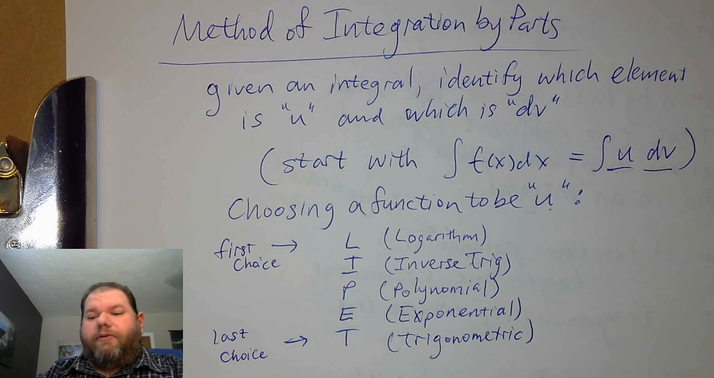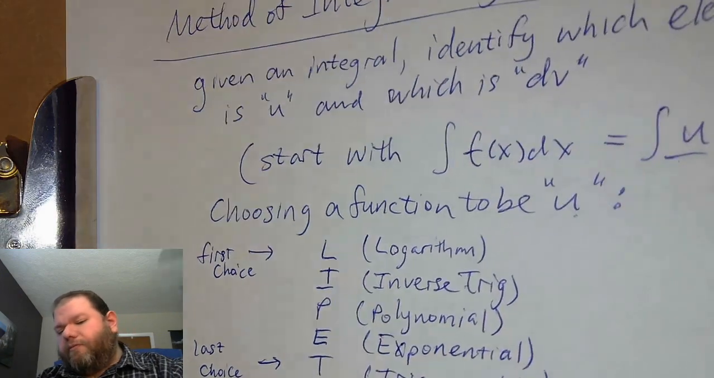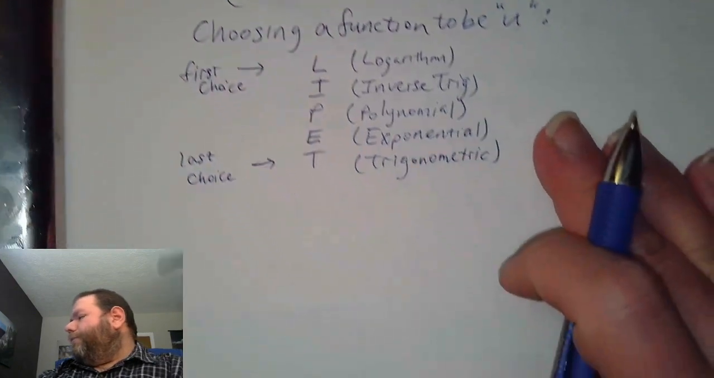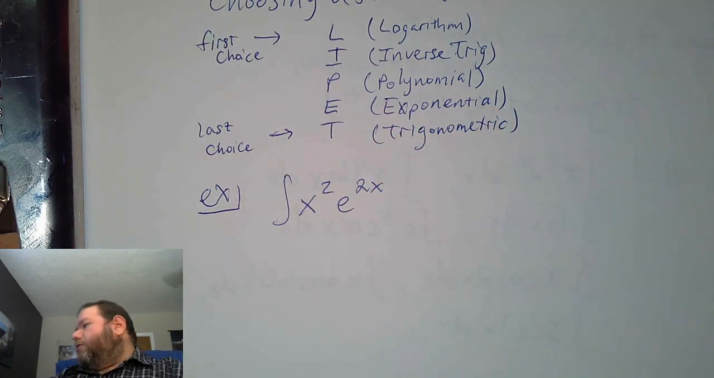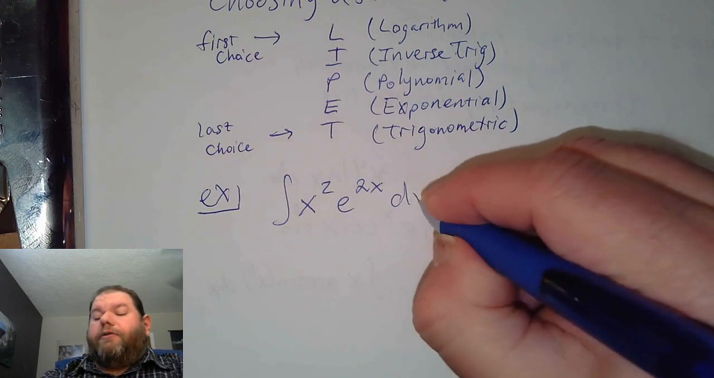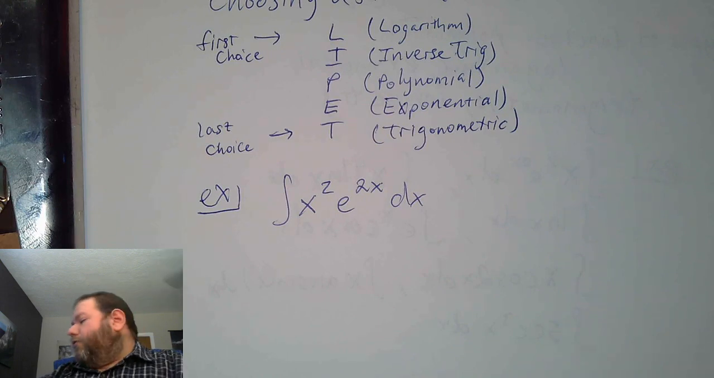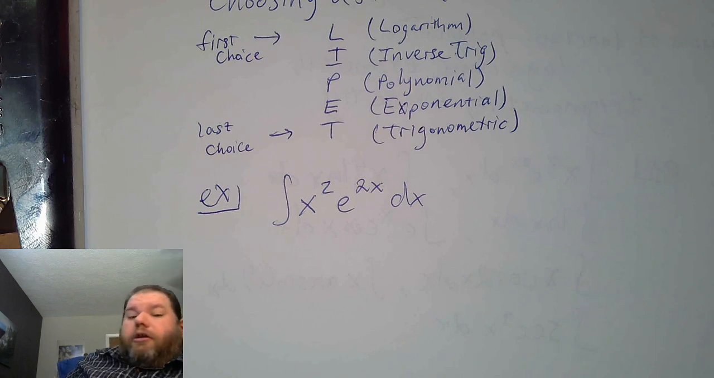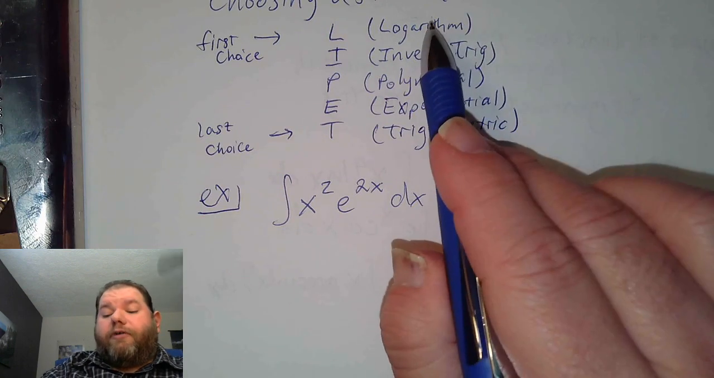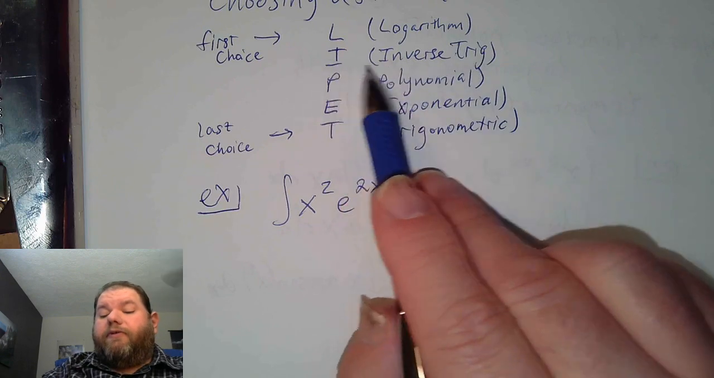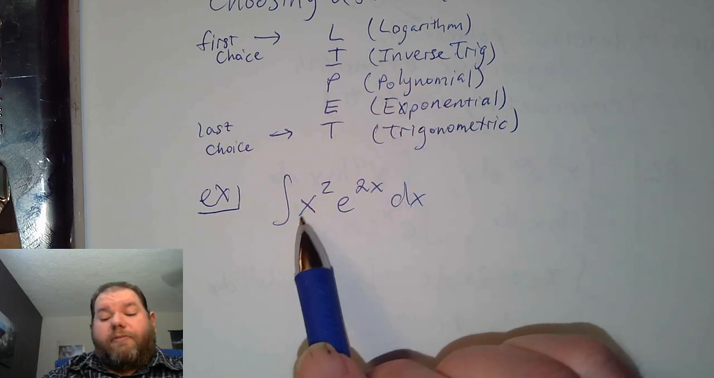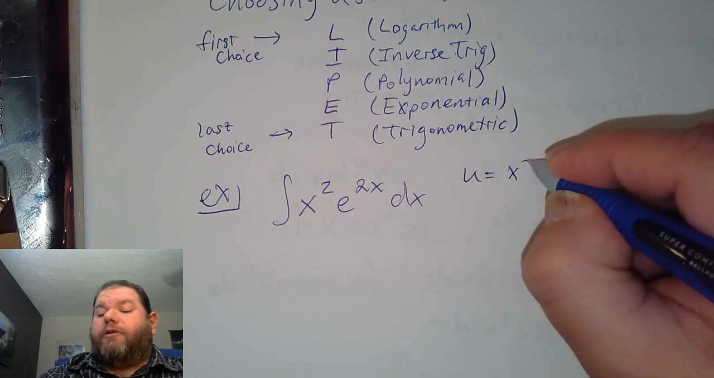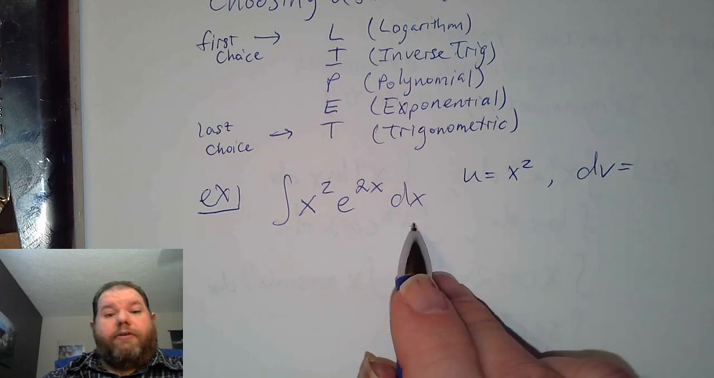Now, going back to that list of problems we started with, the first one I wrote down was x squared e to the 2x dx. So, our task is to choose which one's going to be u and which one's going to be dv. Now our guide is if there's a logarithm, we choose that first. There's no logarithm here. Next, if there's an inverse trig function present, we would choose that next. We don't have inverse trig present. Our third option would be a polynomial, and we do have a polynomial x squared, so we would choose u equals x squared, and then dv would then be everything else, e to the 2x dx.